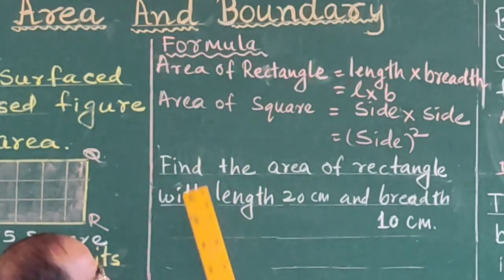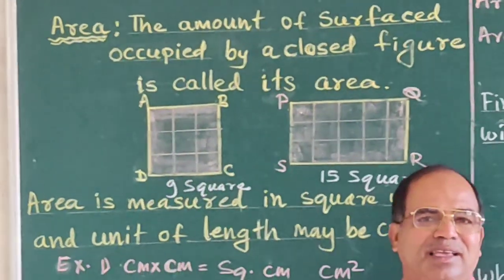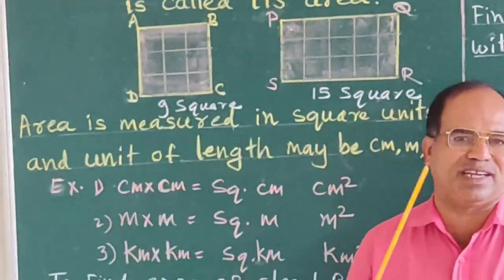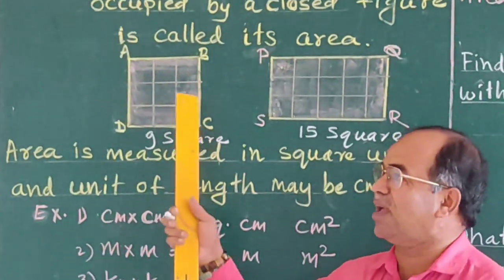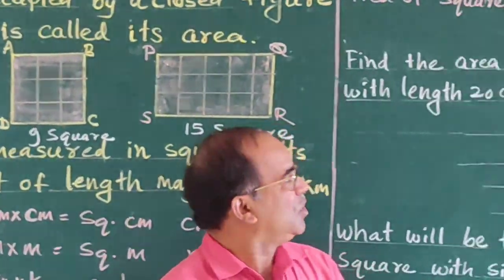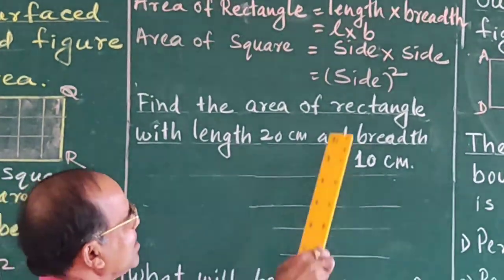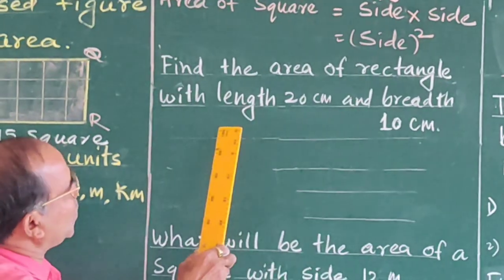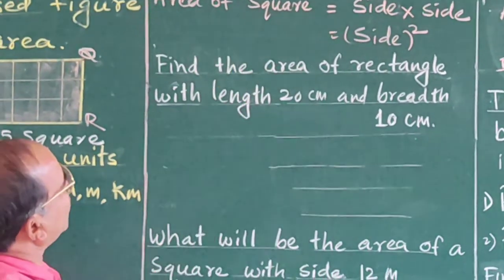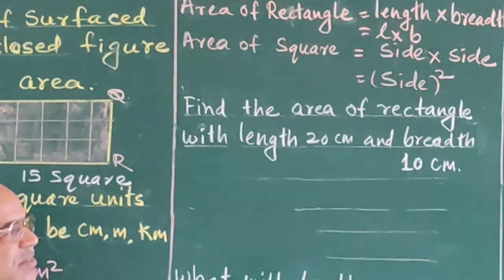Then area of square. In a square, all sides are equal, and in a rectangle opposite sides are equal. That means in a rectangle there is a length and breadth, and in a square all sides are equal. So area of square is equal to side into side, which can also be written as side square. So you have got the idea about the area of a rectangle and the area of a square.